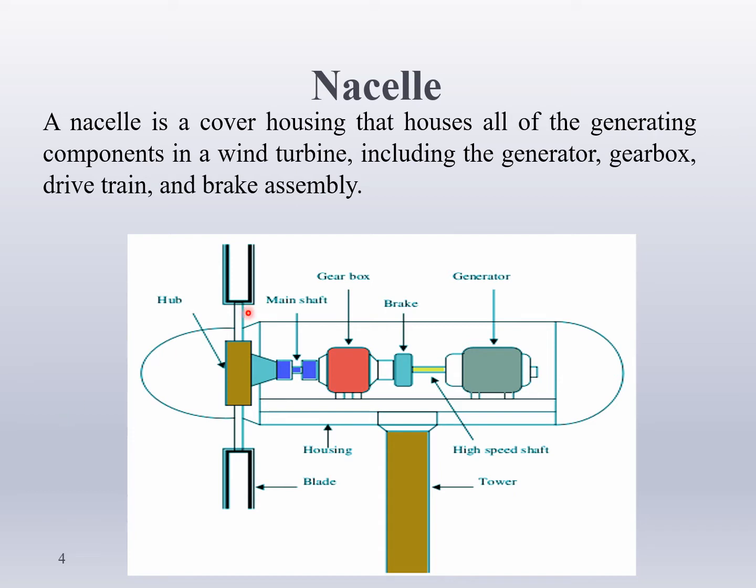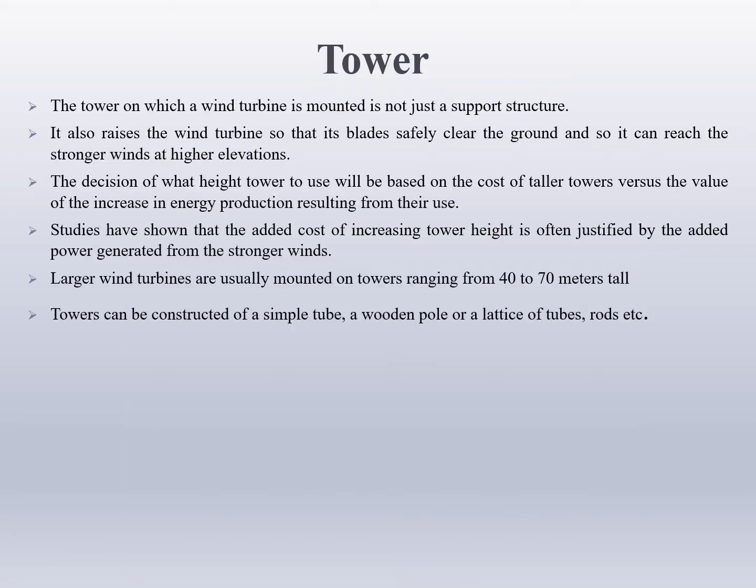The generator and the transmission mechanism are housed in the nacelle. It includes the generator, the gearbox, the drivetrain, and the brake assembly. The tower on which a wind turbine is mounted is not just a support structure. It elevates the wind generator above the ground, and the blades and nacelle are mounted on top of the tower.